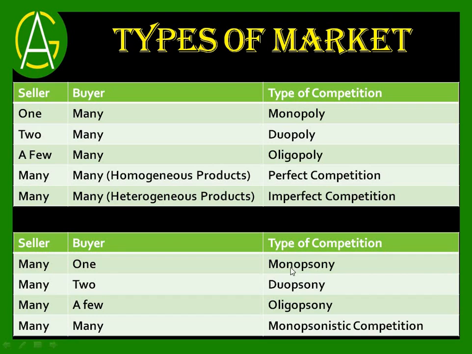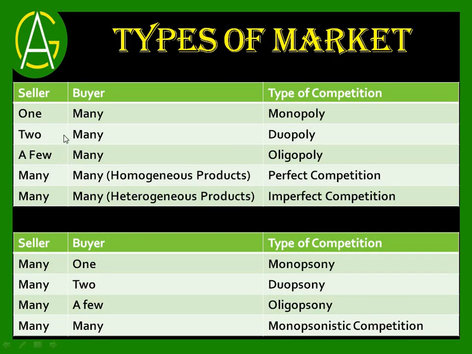Monopsony is one buyer. Then many sellers and two buyers, it is known as duopsony. Duo is two and sony means buyer. And when there are many sellers but a few buyers, this is termed as oligopsony. And when there are many sellers and many buyers, it is termed as monopolistic competition. So these are the competitions from the buyer's side, and these are all the competitions from the seller's side.